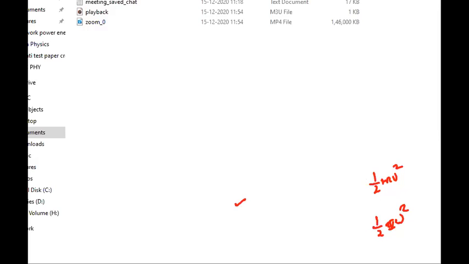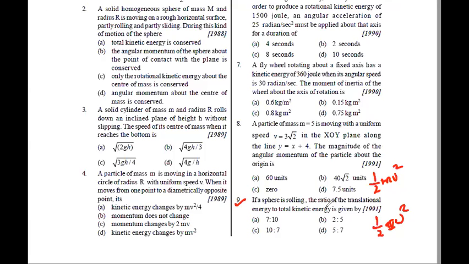Okay, you have to find translation by total now. So this is this plus half I omega square, right? This by this. Okay. So 2 by 5 plus 1 by 2. Okay, the answer should be 7 by 10. Wait, no. 5 by 7, sorry, 5 by 7. Right? Okay, got it? Right? Next.